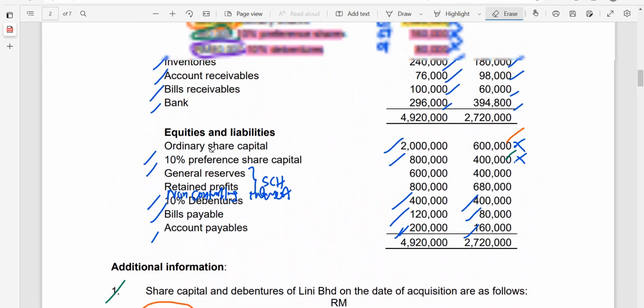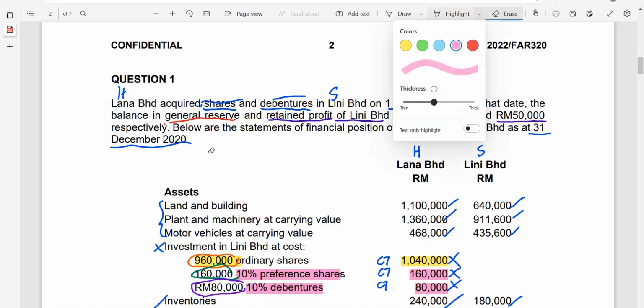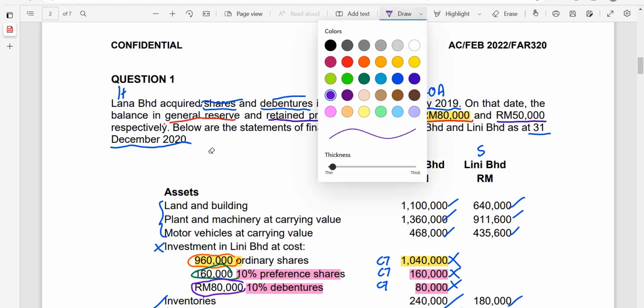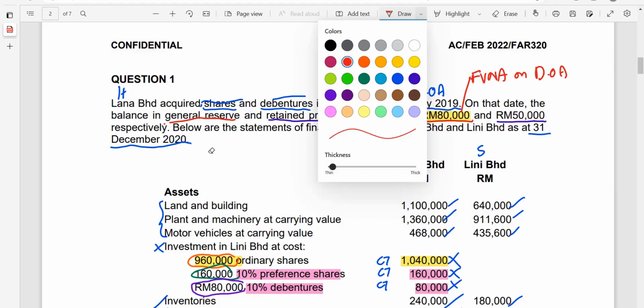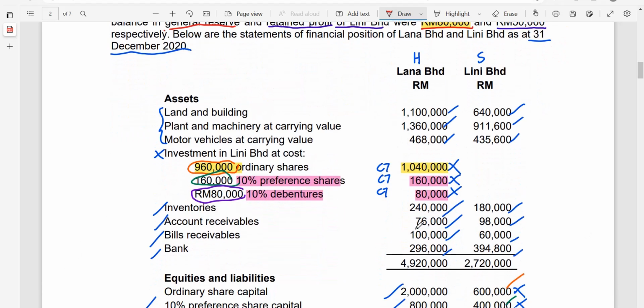So for the fair value of net asset here, one of it is going to be this figure that you have already highlighted much earlier. This one, 80,000, is part of the fair value of net asset. So the fair value of net asset on the date of acquisition will include the pre-acquisition reserve. Not only that, it will also include this figure here, which is this 50,000, also on the date of acquisition.